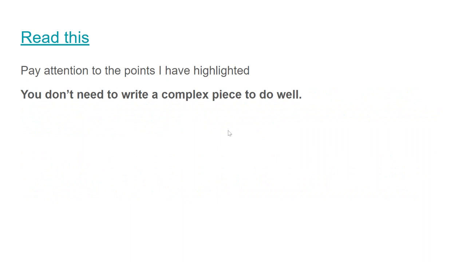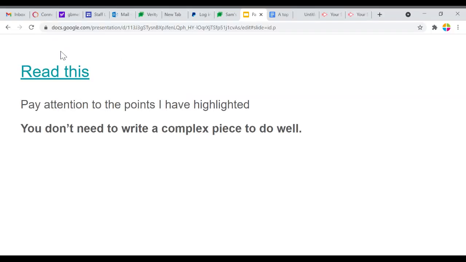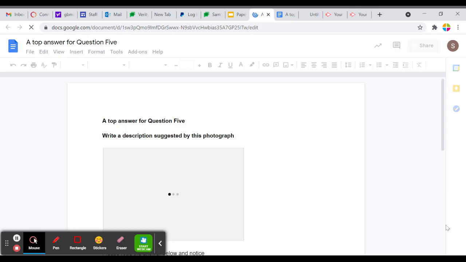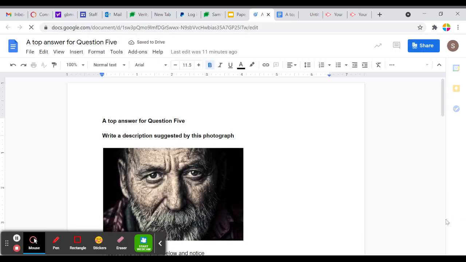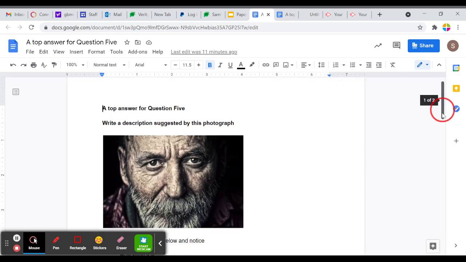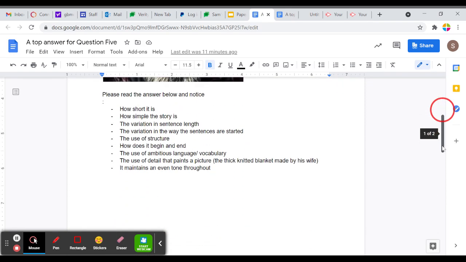Okay, so I need you now to read this and pay attention to the points that I've highlighted. It's what you did again. It's what you did in an assignment. It's writing a description suggested by this photograph. And what I want you to do is read through this and just notice these points here.